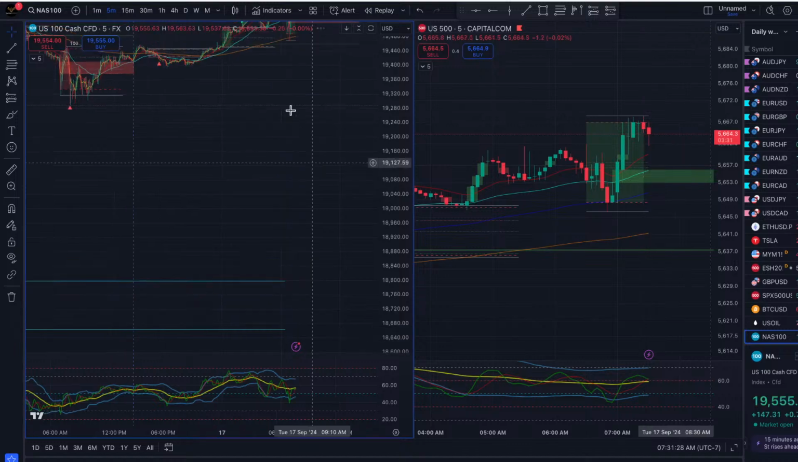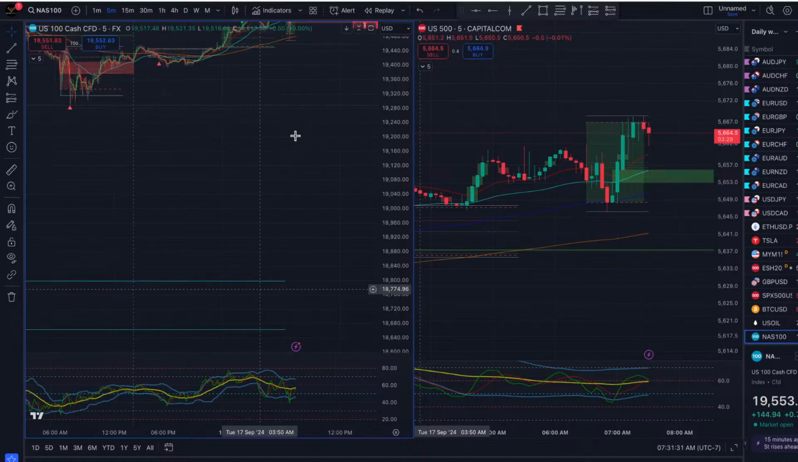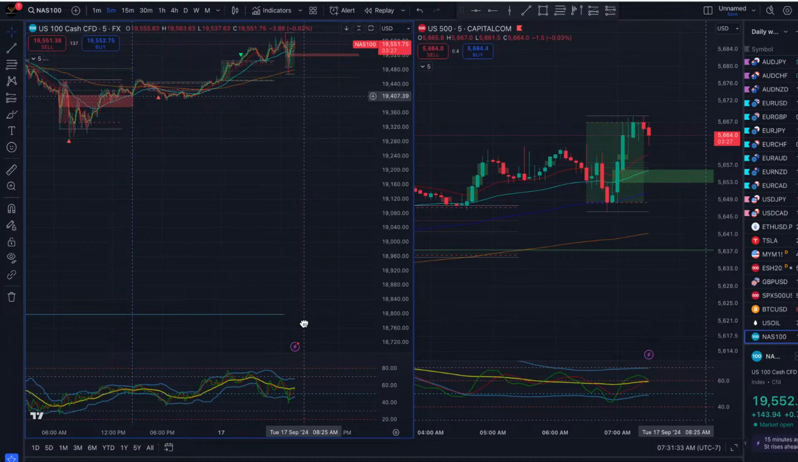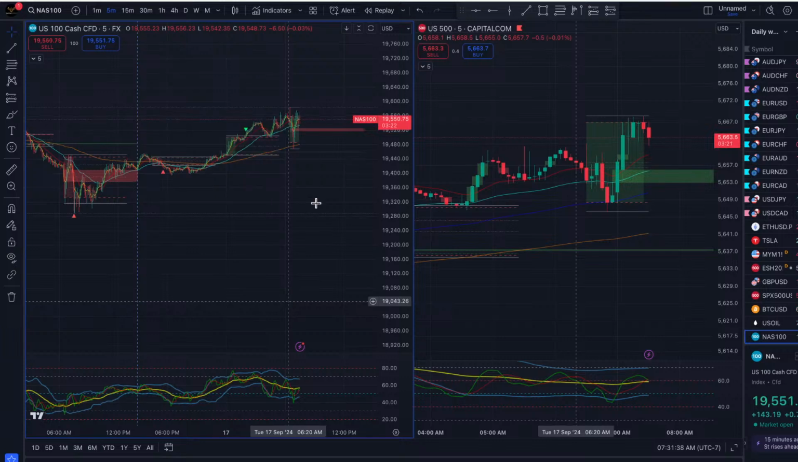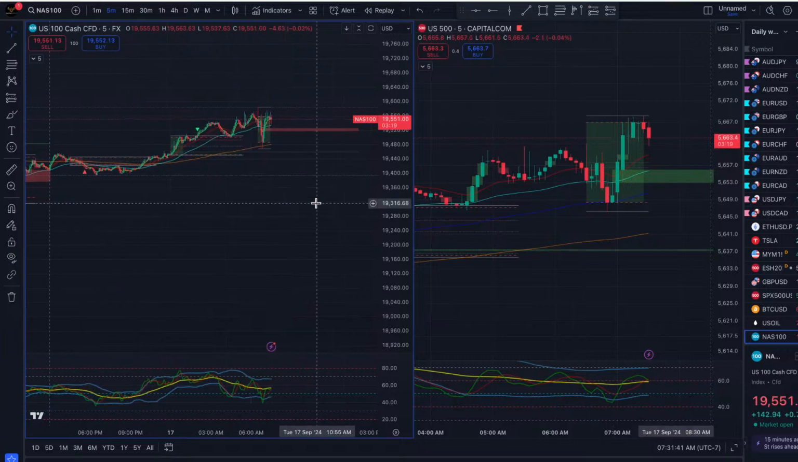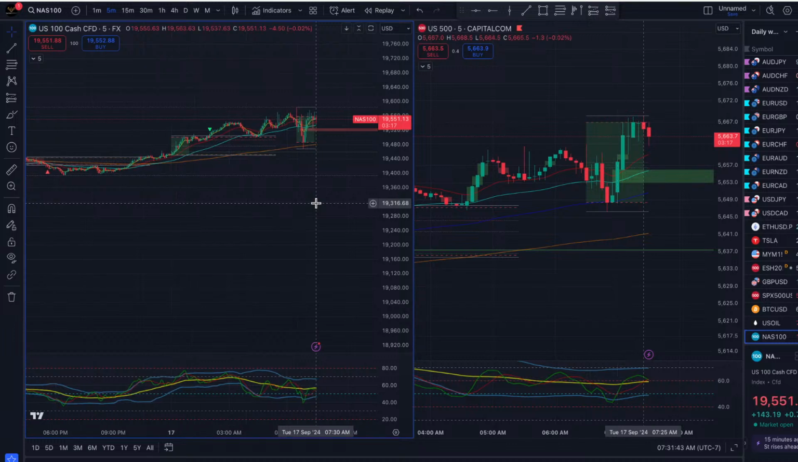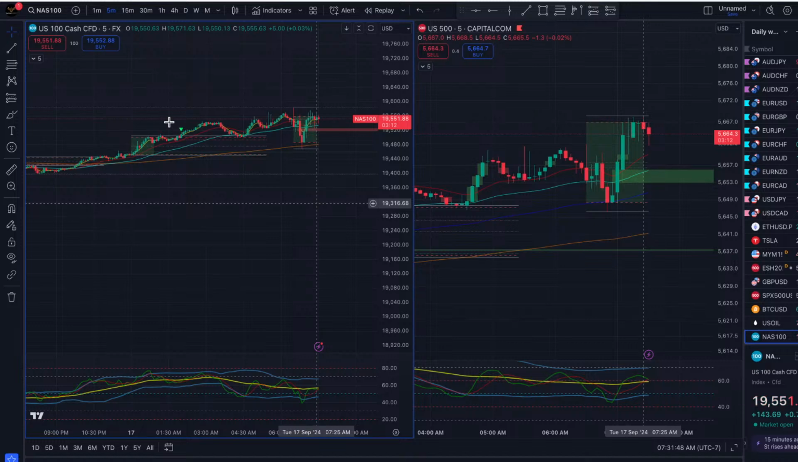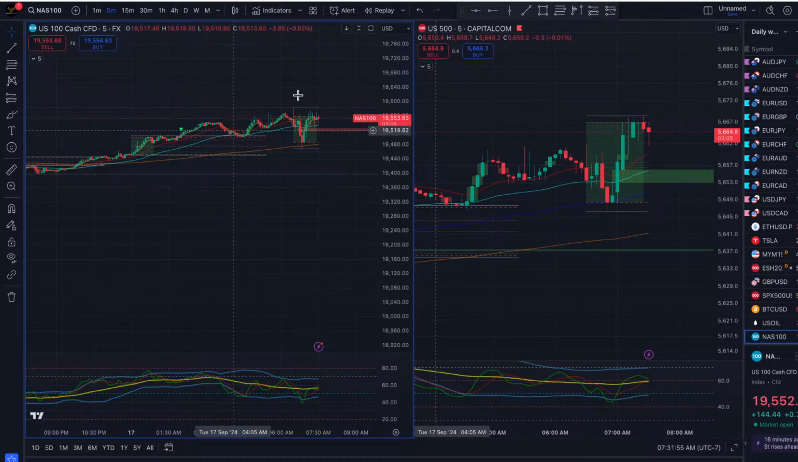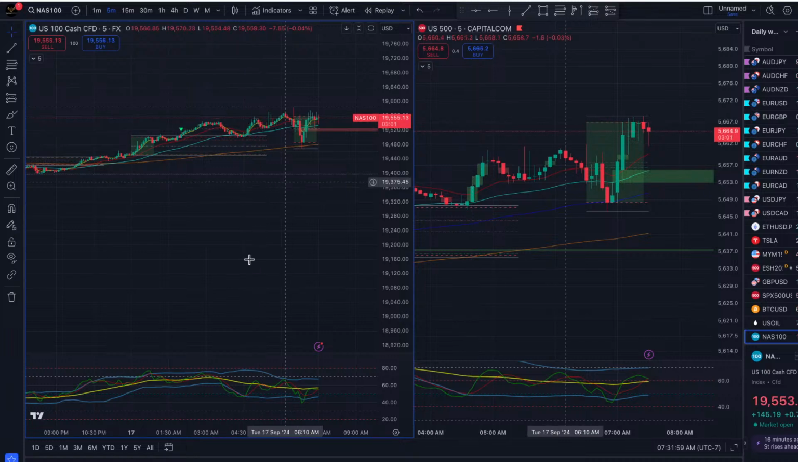On NAS, that's NAS on the left, US 500 on the right. We are currently above the New York fair value gap. London had a late retracement, so we had a bullish confirmation, retracement back into the EMAs, and an extension which came a little late though. So even if you're trading London, you might not have caught that within the first hour.